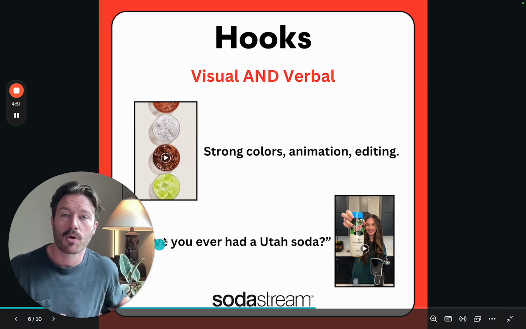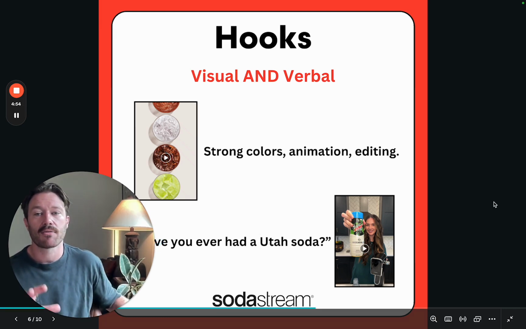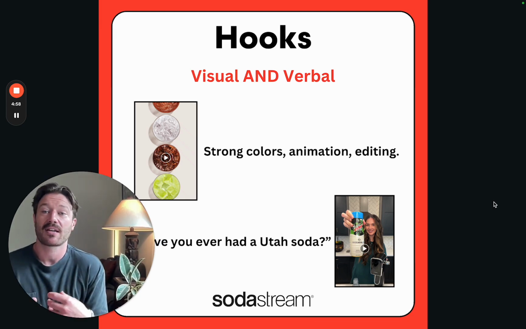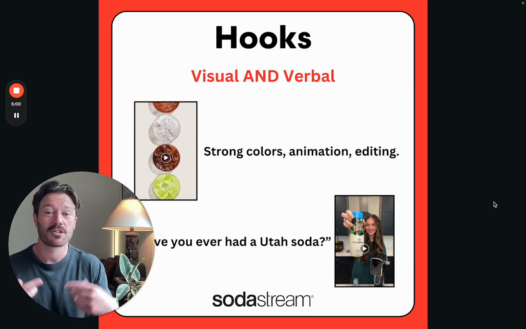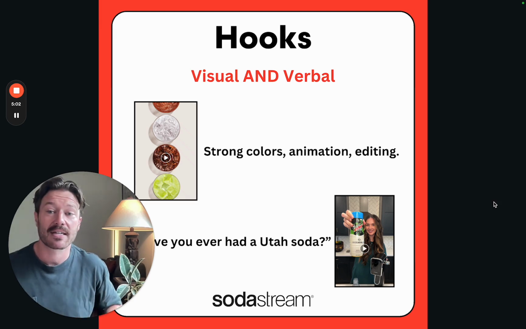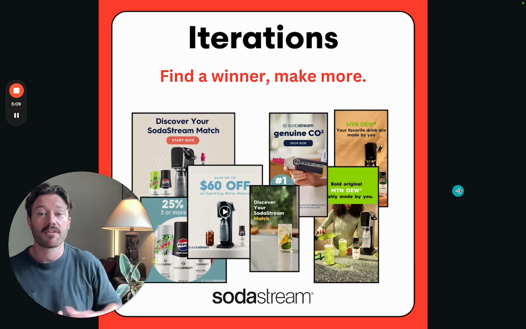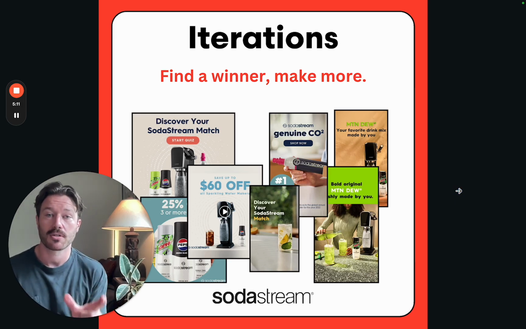So hooks are important. Where SodaStream had room for opportunity was on the verbal hooks. There's not a ton of UGC. There's not a ton of authenticity in this account. So there's not even room for testing a lot of those verbal hooks, which can tell you a lot about your customer and what they're engaged with. So moving on to the final variable, we also look at iterations.